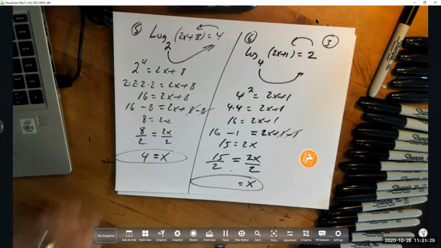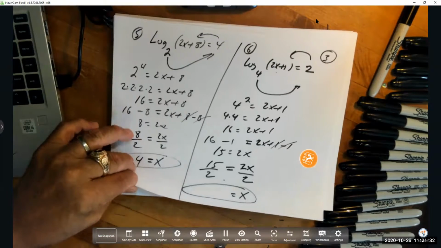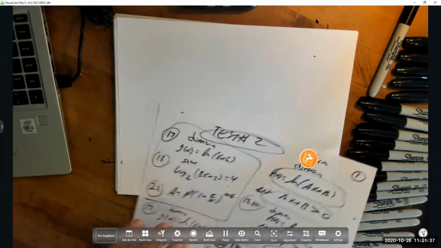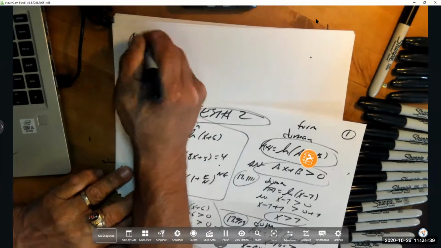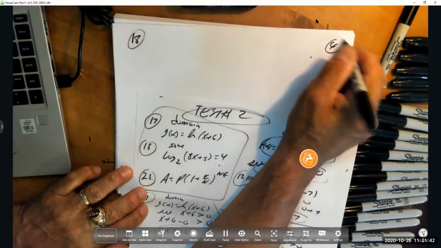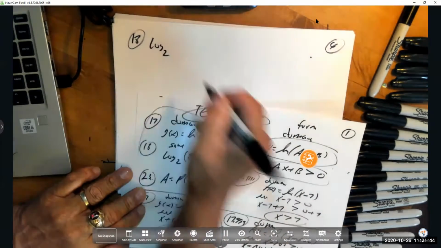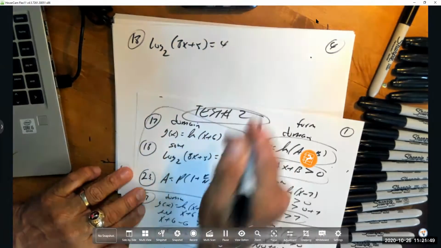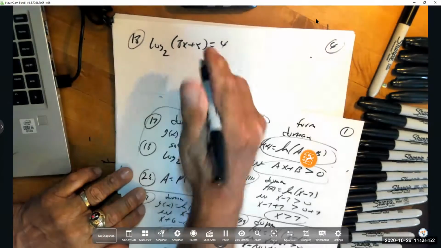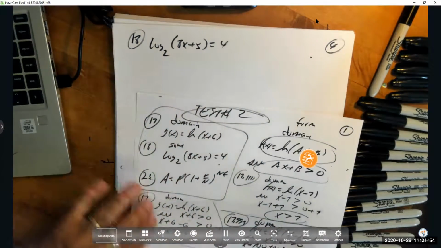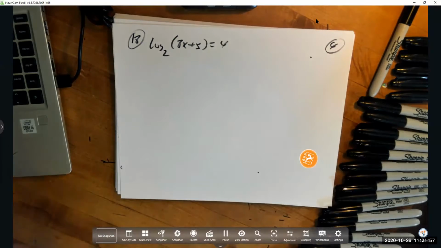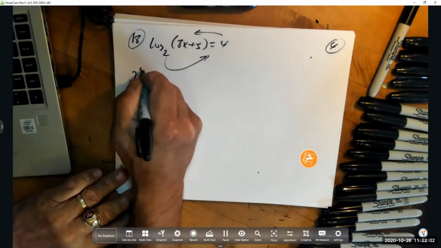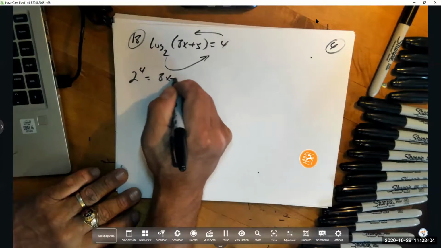So now I'm going to do exactly number 18. Okay. So number 18, this is page 4, is log base 2 of 8x plus 5 equals 4. This one right here. Okay, so let's do that one. So this number to this power should give me this answer. So 2 to the 4 is 8x plus 5.